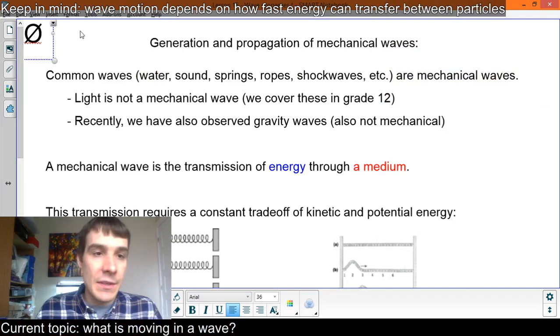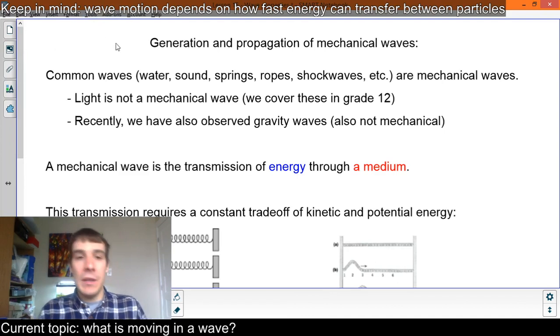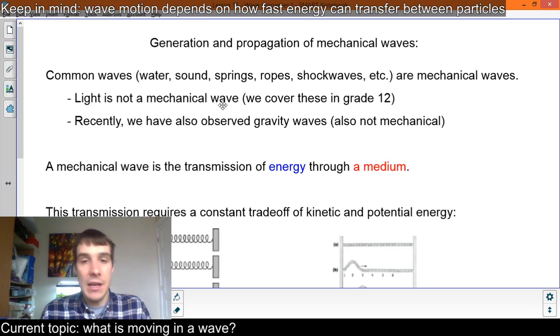So first things first is a wave. A lot of the waves that we talk about, like water waves, sound waves, waves in springs, waves in ropes, shock waves from a bomb, all of those are called mechanical waves, and that's what we're talking about here, mechanical waves. Light is not a mechanical wave, it's an electromagnetic wave. We covered that in grade 12. I did a brief explanation of that in the thermal energy concepts video. And we've also observed gravity waves recently. They're also not mechanical waves. Those are a different kind of wave entirely.